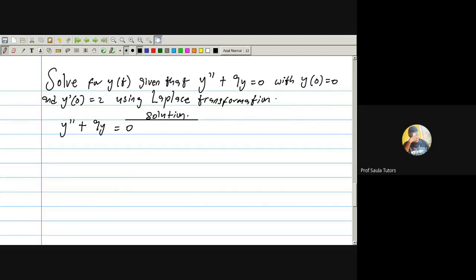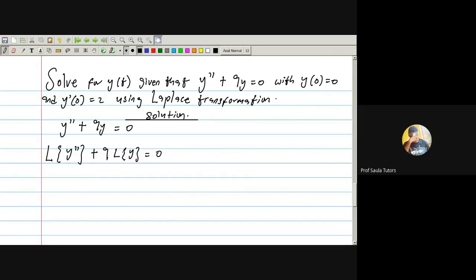The first thing you are going to do is find the Laplace transform of everything you have here. Let's go. I have the Laplace of y prime prime, the second derivative, plus 9 times the Laplace of y, equal to 0. All together? 100%.